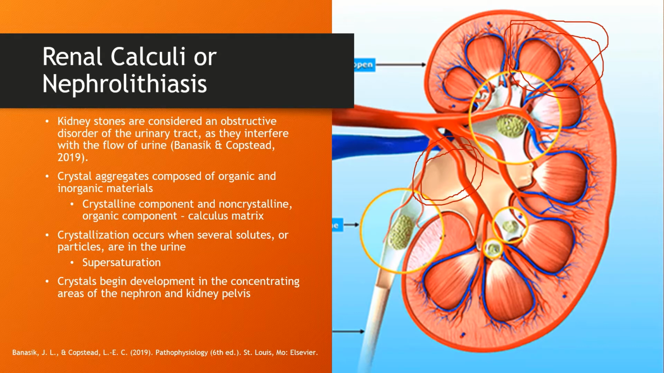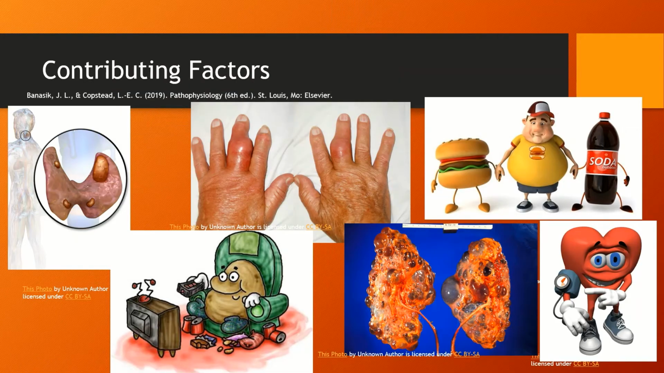Next, we'll go over some of the general contributing factors to kidney stones. Stone formation occurs with the increase of solutes or particles found in urine. This can be promoted or inhibited by many factors that are inherent to the urinary tract. It can also be unique to the individual and then the type of stone that they produce. Here are some of the general contributing factors to the production of kidney stones.